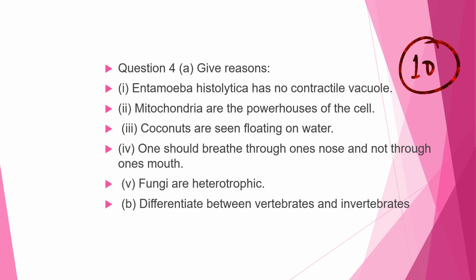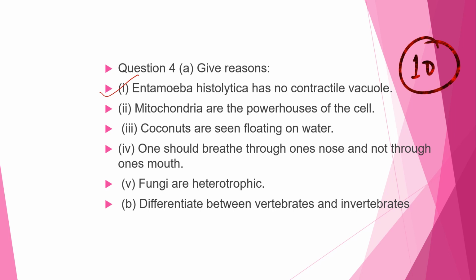Now this answer, question number 4, it is give reasons. The first one is Entamoeba histolytica has no contractile vacuole. So you should give reasons. Entamoeba histolytica is a parasite and it lives in the intestine of man. So excess of water does not enter. As it is living in the intestine of man, excess of water does not enter its body, and therefore there is no contractile vacuole.